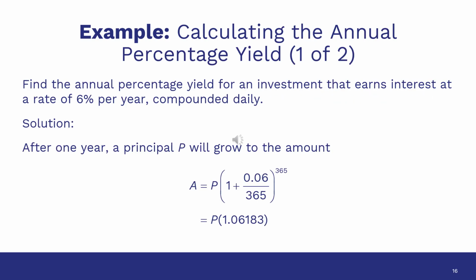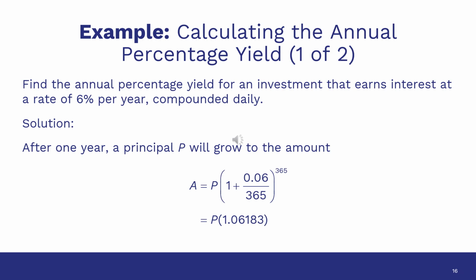Let's look at an example of how to calculate the annual percentage yield, or APY, for an investment that compounds daily. In this problem, the investment earns interest at a rate of 6% per year, compounded every day. That means the interest is added to the balance 365 times throughout the year, once for each day. To find how much the principal grows after 1 year, we use the compound interest formula. A equals P times 1 plus R over N raised to the power of N times T.